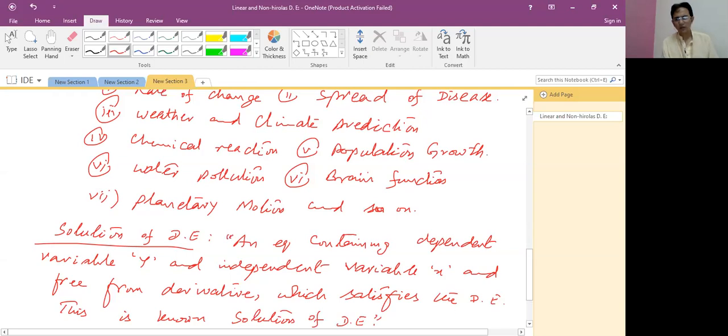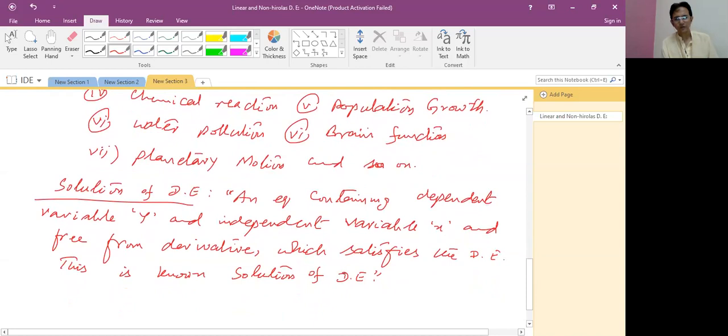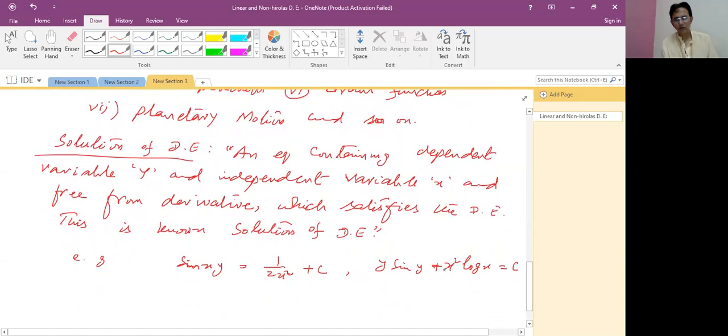This is known as the solution of a differential equation. I give you an example, student. For example, if the solution of a differential equation is in this form, sin of xy equals 1 upon 2 times x squared plus c, where c is the constant of integration. Or y is sin y plus x squared log of x equals c. This is called the solution of a differential equation. And y minus tan of (x plus y) upon 2 equals c. So these are the solutions of differential equations.